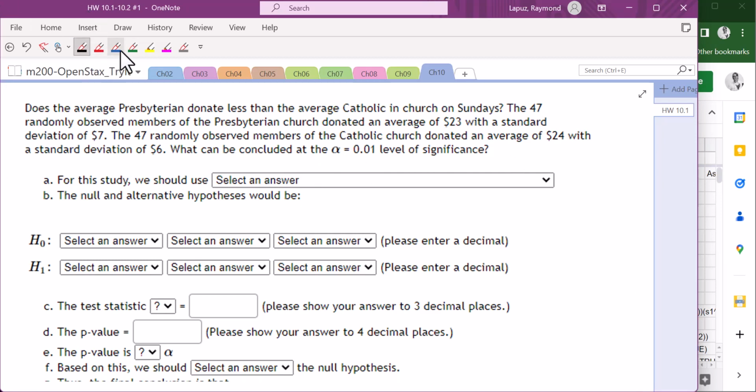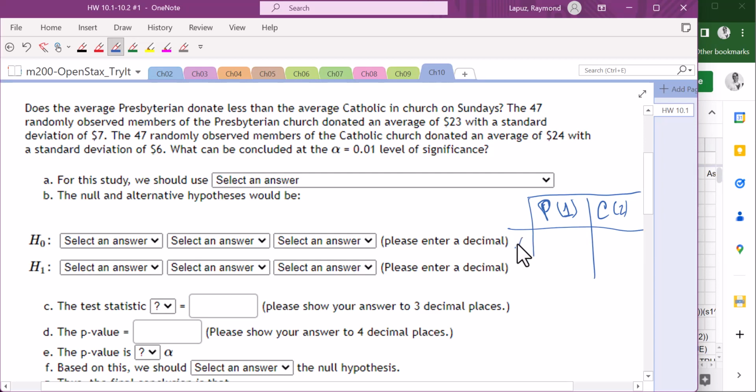So generally, it might be nice to come up with a table with the information. So maybe we'll just do a quick table. I guess Presbyterian was done first, so let's just call it P for Presbyterian. This is going to be our first sample, and then the Catholics, and we'll call that second sample. And so our X bar for each: 23 for the Presbyterian, 24 for the Catholics.